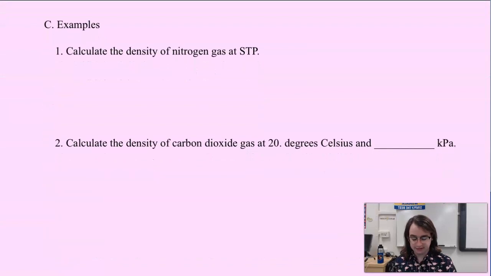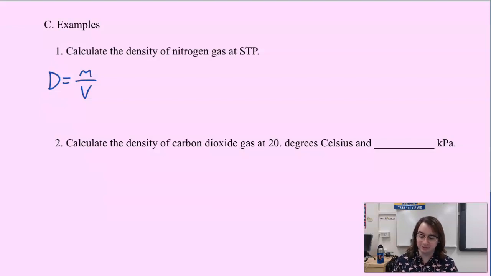Let's check it out. So let's say that we want to calculate the density of nitrogen gas at STP. So we don't really have any sort of information here, do we? I mean, we know that we want to calculate the density of the mass over the volume, but I don't have the volume and I don't have the mass. I know I'm dealing with nitrogen, so what should I do? Well, since we're dealing with gases, we can take some assumptions. Let's just assume that we have 1 mole of our substance.